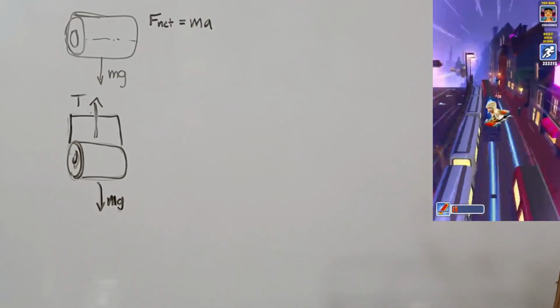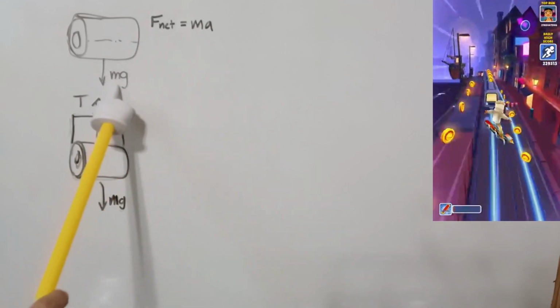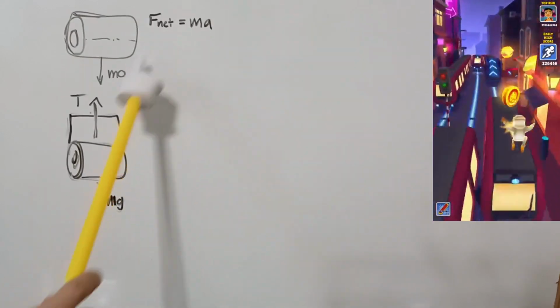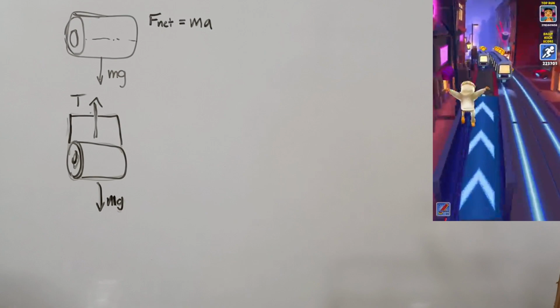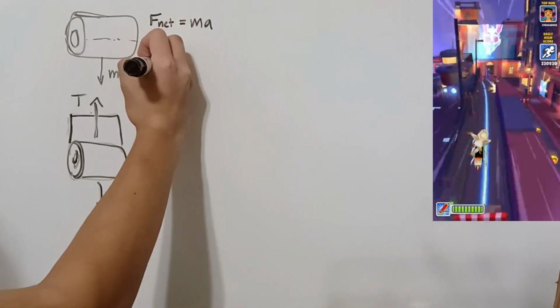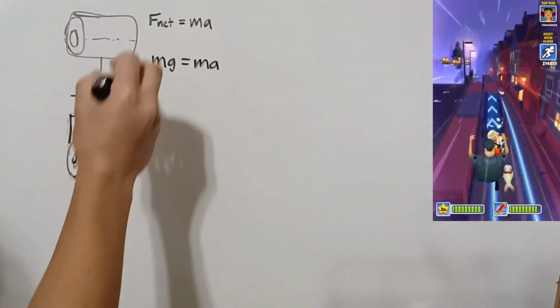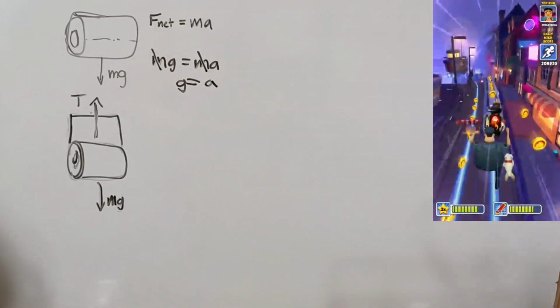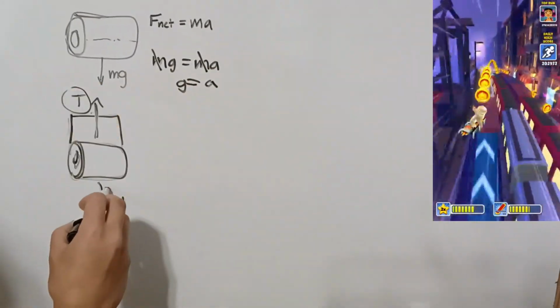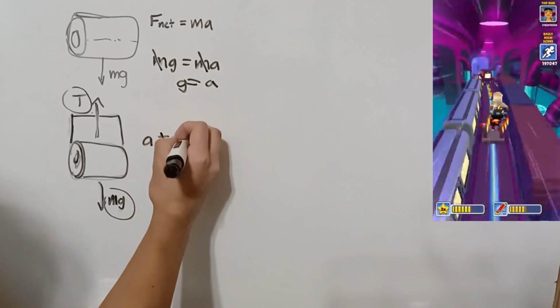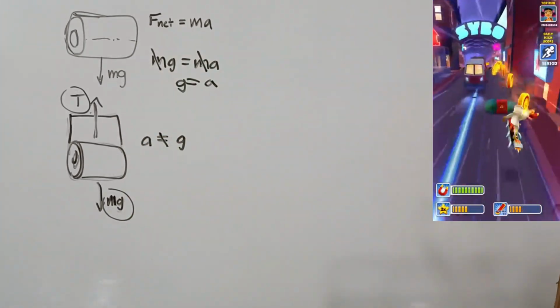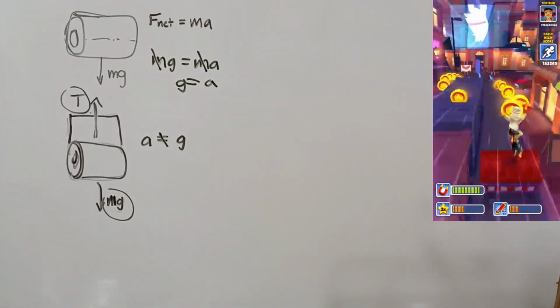The first step is to set up a Newton's second law equation, where the net force for the dropped toilet paper is mg and the net force for the unrolling toilet paper is the difference between tension and the weight force. If you set mg equal to ma, you can cancel out the masses and you're left with g is equal to a. However, for the unrolling toilet paper, we realize that the net force isn't just mg, and that means that the acceleration isn't g.